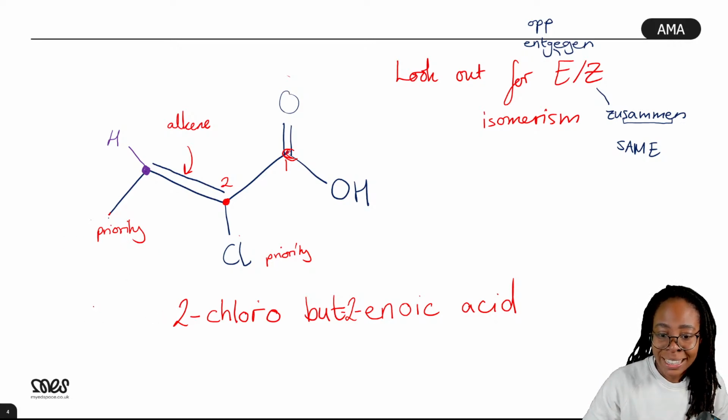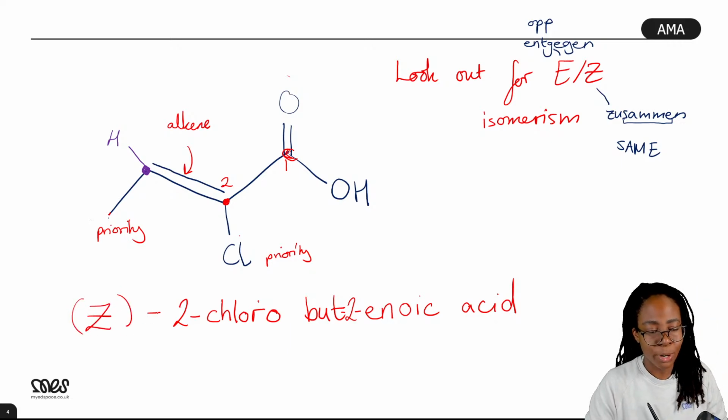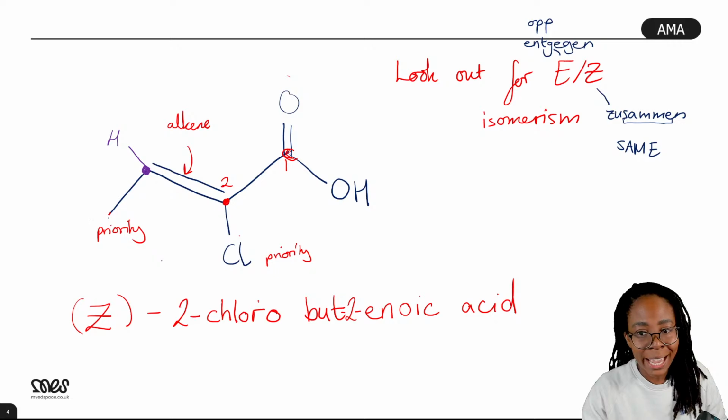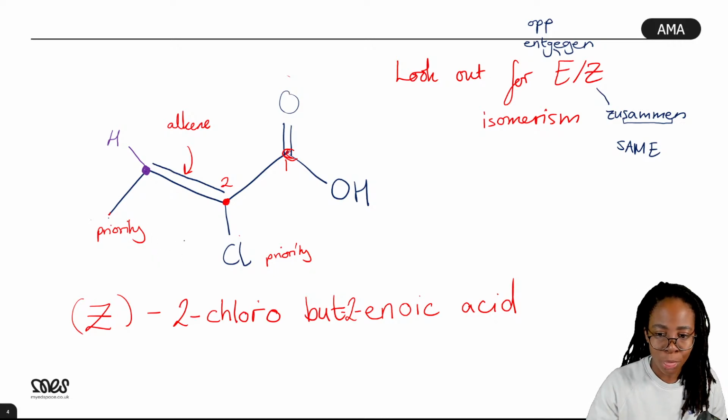So this would give us the Z stereoisomer, which, to be fair, best practice is to put it in brackets. Again, once you've studied more about EZ isomerism, then maybe we can come back in a future Ask Me Anything and we can focus even more on that.